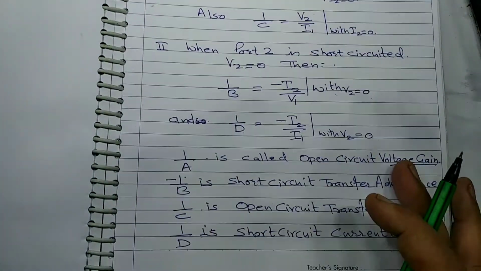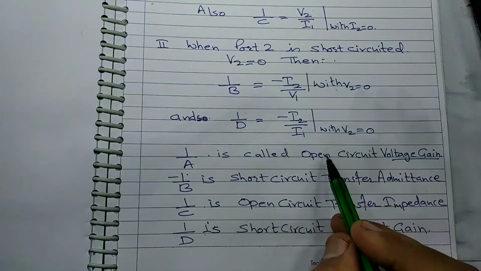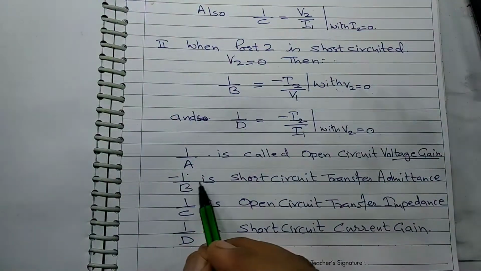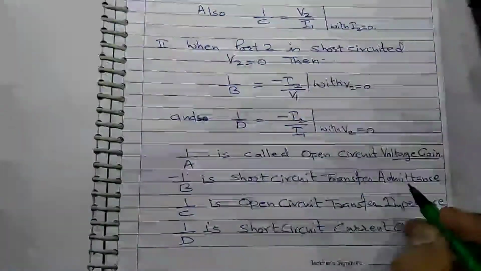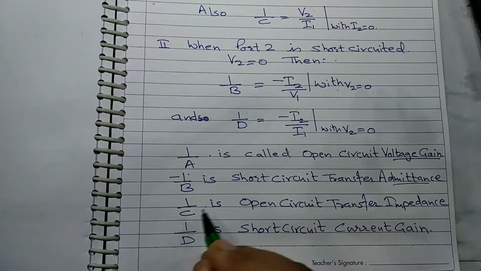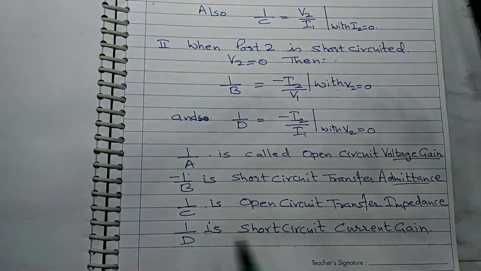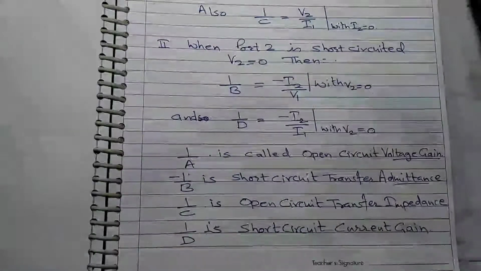Now, these parameters, 1 upon A is called open circuit voltage gain. Minus 1 upon B is short circuit transfer admittance. 1 upon C is called open circuit transfer impedance. 1 upon D is short circuit current gain. So these are the ABCD parameters and how to calculate them we have seen.